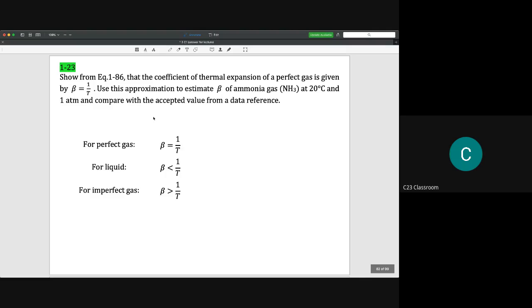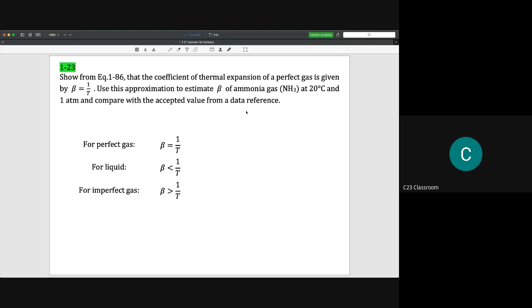And this is the question for 1.23. So we refer to equation 1.86 from the textbook, that the coefficient of thermal expansion of a perfect gas is given by beta equal 1/T. Use the approximation to estimate beta, which is the coefficient of thermal expansion of ammonia gas NH3 at 20 degrees Celsius and 1 atm, and compare with the accepted value from a data reference.